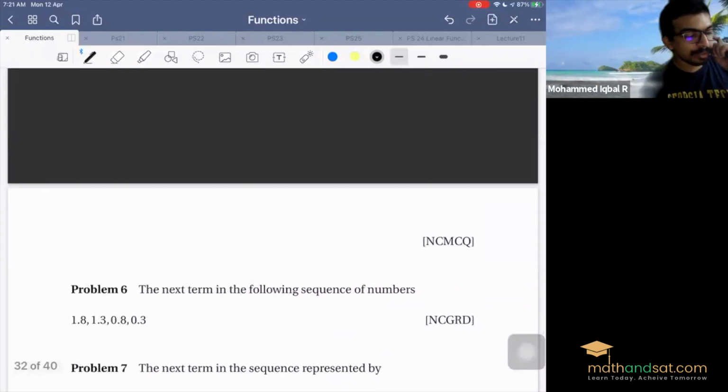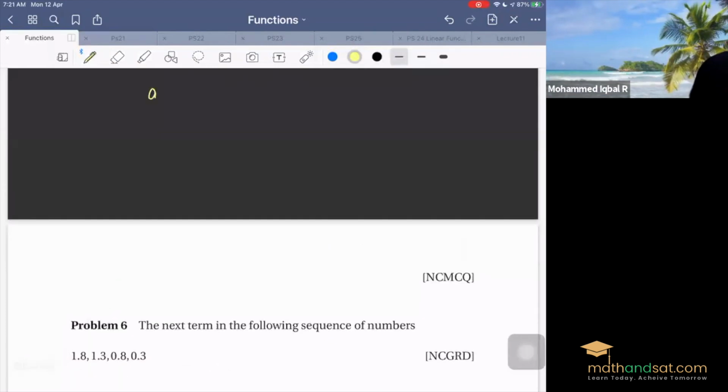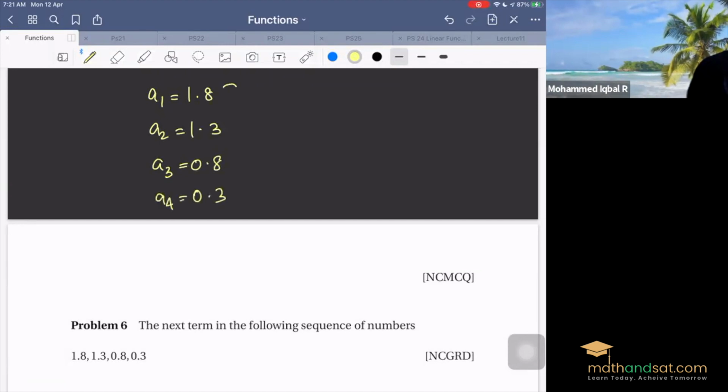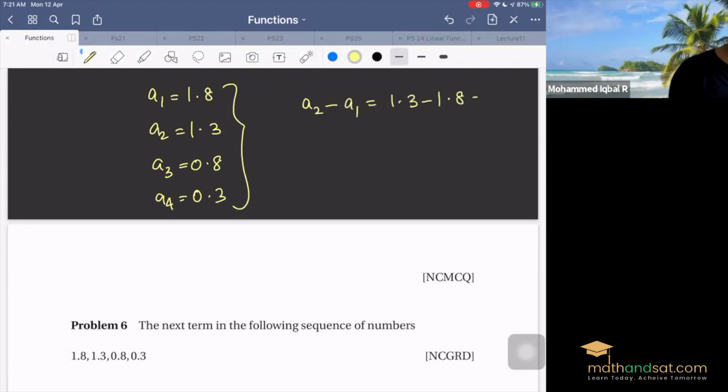The next term in the following sequence of numbers. Now see this sequence of numbers. It is not mentioned that it's an arithmetic sequence. You have to figure out the pattern. So in this question, the first number is 1.8, the second number is 1.3, the third number is 0.8, the fourth number is 0.3. Now you see that the difference between the consecutive terms is negative 0.5.